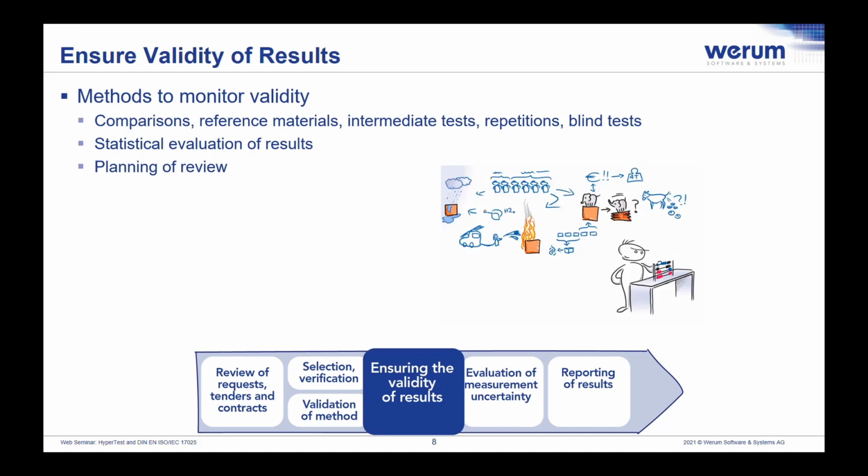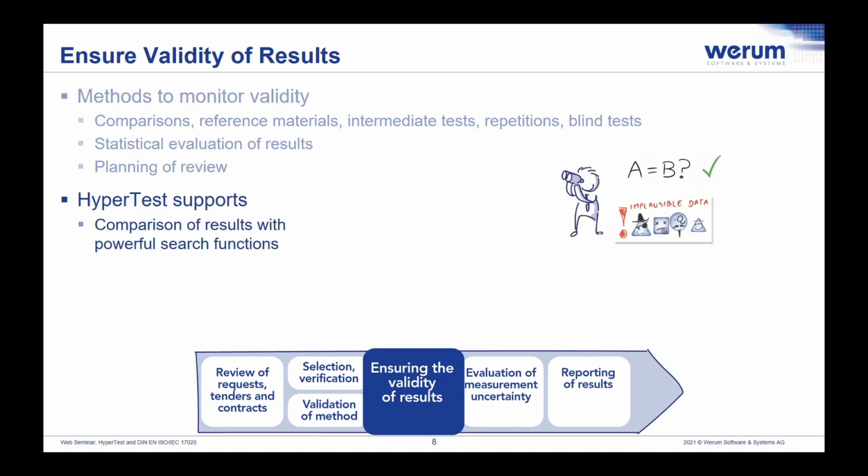In order to ensure the validity of results over time, the standard calls for a monitoring method. Various approaches are suggested, for example, the use of reference materials or traceably calibrated measurement devices, intermediate checks, repetitions, blind tests, etc. Statistical methods also suit to make out tendencies. The monitoring activities are supposed to be scheduled.